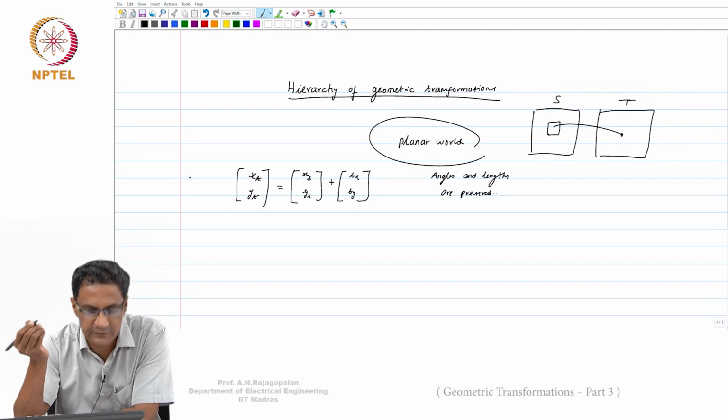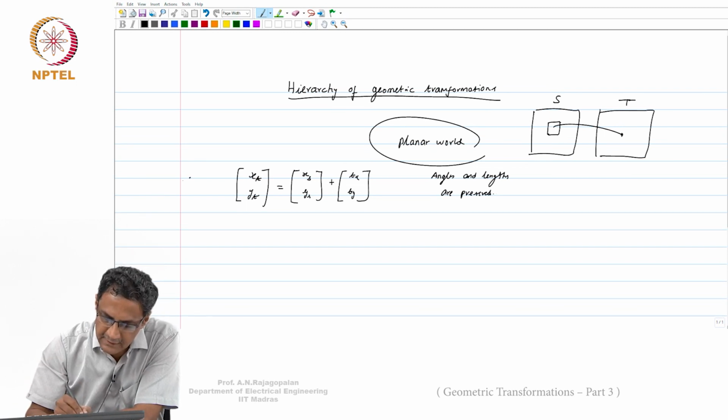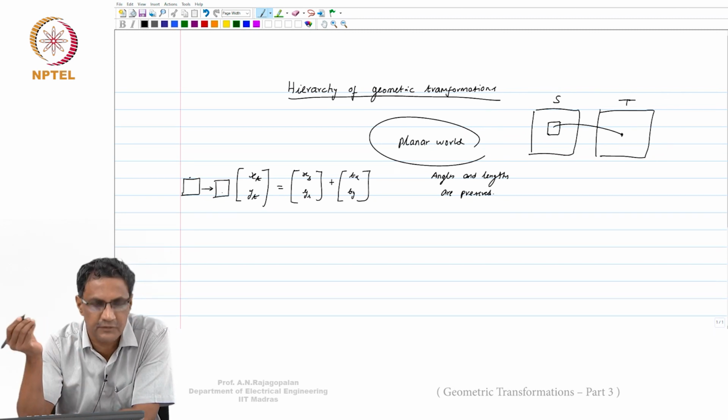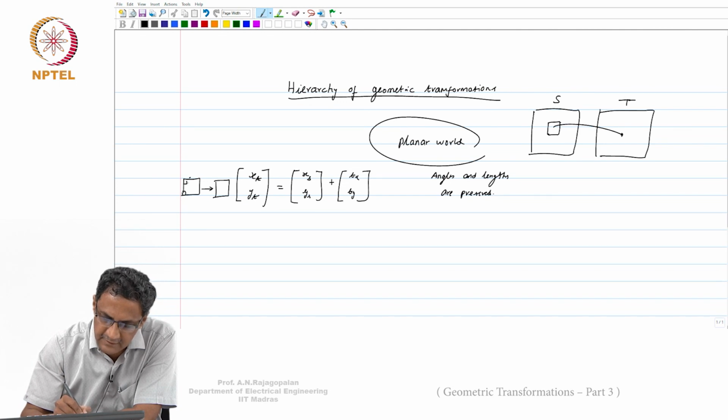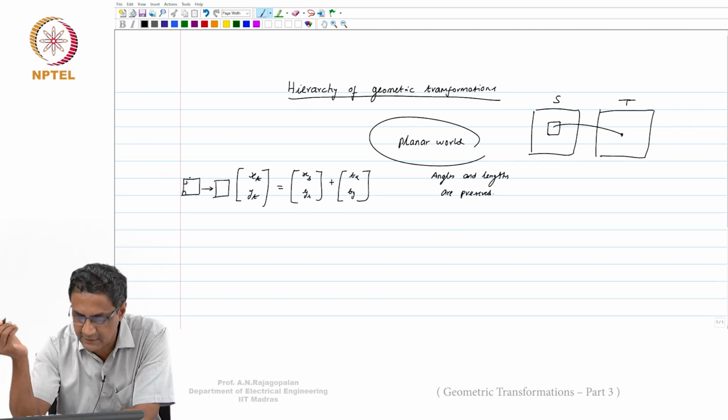So that means your angles don't change. If you had, let's say, a square like that and you applied a transformation, it will remain a square, except that it would have just shifted. None of these angles change, the right angles remain right angles, and the lengths don't change.